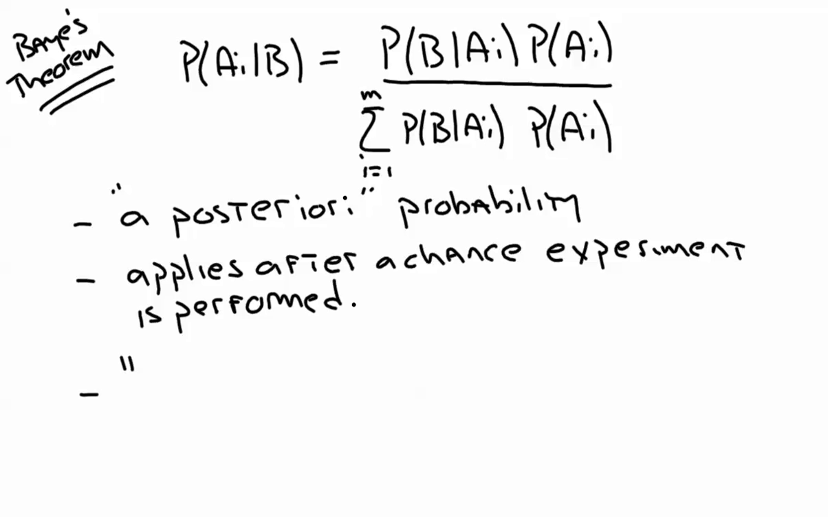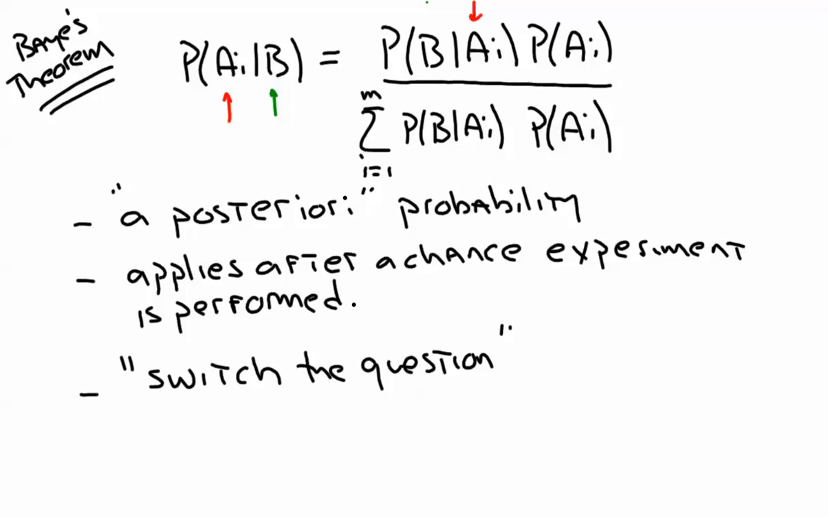It involves a switch in the question type problems. So, for example, you'll notice that on the left-hand side, A sub i is the primary event, and over here it's the conditional event. On the left-hand side, B is the conditional event, and it's the primary event over there. All right?